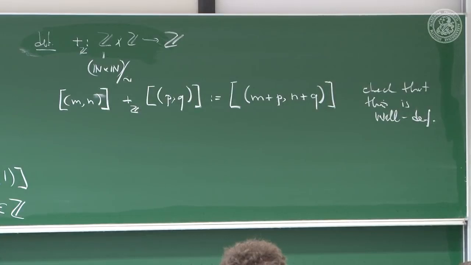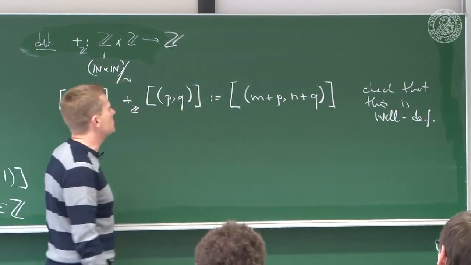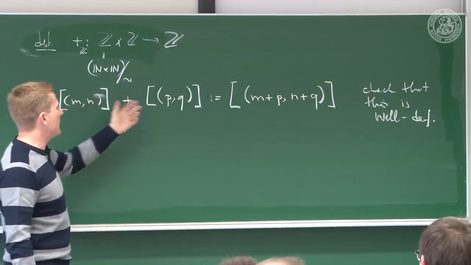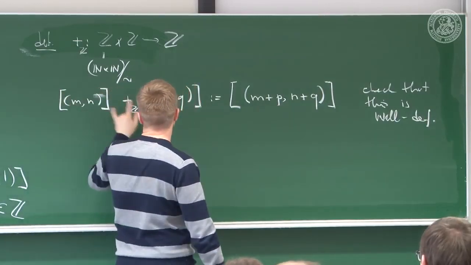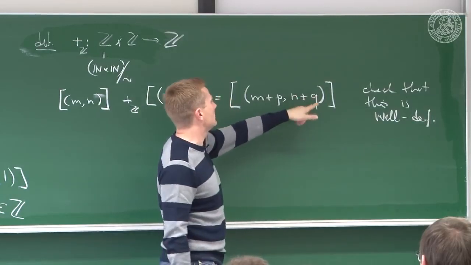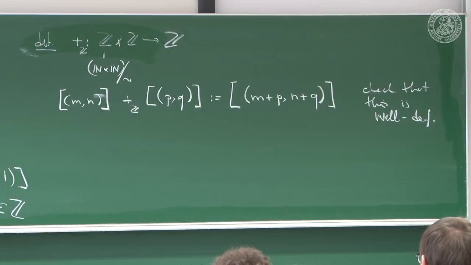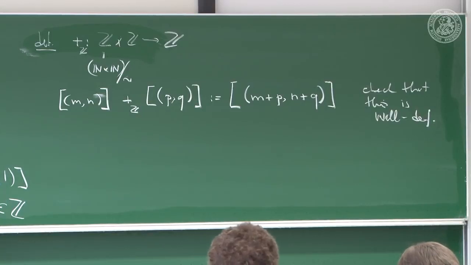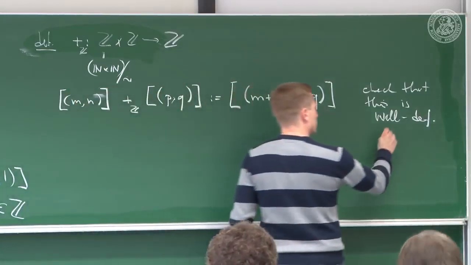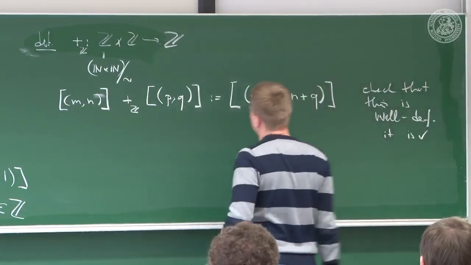Well, the intuition is this is m minus n plus p minus q. You add up the positively contributing ones, you add up the negatively contributing ones, and their sum is being subtracted. So that should be the intuition. That's why we define it like this, but the intuition is just the idea behind this definition. That's a valid definition, which needs to be checked. It is well defined.